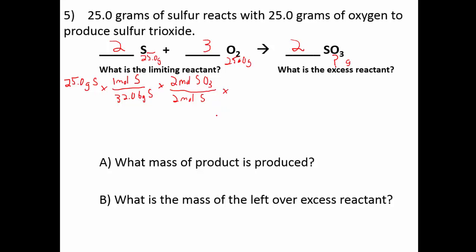And once we're in moles of our other product, from the periodic table, mass of sulfur trioxide, 80.06 grams SO3 is the same as 1 mole of SO3. So units on the top cancel, moles of sulfur, and we're left with grams of sulfur trioxide. In this case, 62.4 grams of sulfur trioxide would be produced.